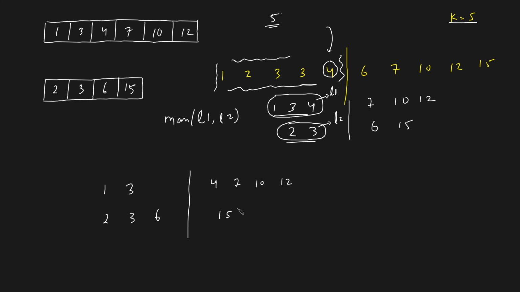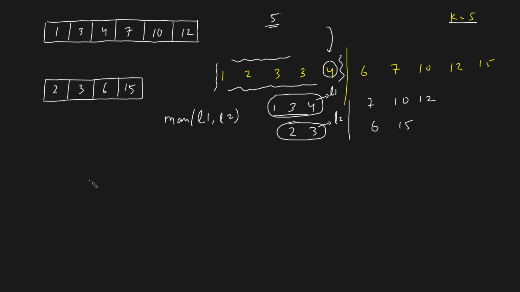Now, is this the correct left half? Again, you'll say no, this is not the correct left half. Why will you say that? Because this is a 6, and I know all the elements on the left half should be smaller than all the elements on the right half. I already have a 4 which is smaller than 6, so this is obviously not the left half. All the elements on the left should be smaller than all the elements on the right, so this is also not an answer.